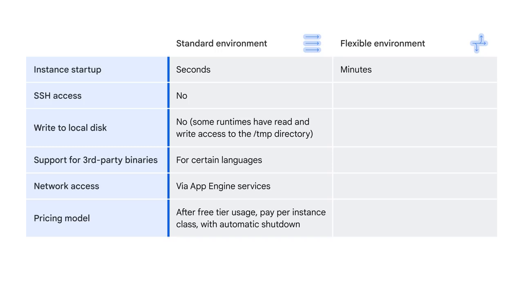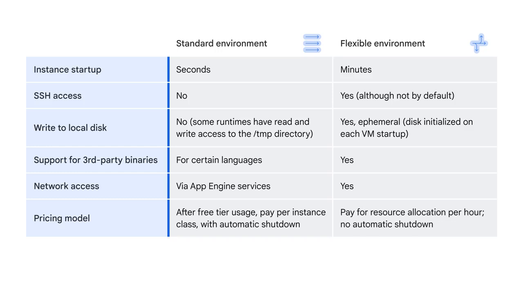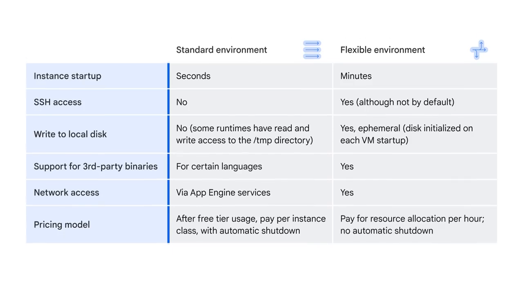The flexible environment takes minutes to start up instead of seconds, but it lets you use SSH to connect to virtual machines on which your application runs. It lets you use local disk for scratch space, it lets you install third-party software, and it lets your application make calls to the network without going through App Engine. In terms of pricing, with the flexible environment, you pay for resource allocation per hour with no automatic shutdown.